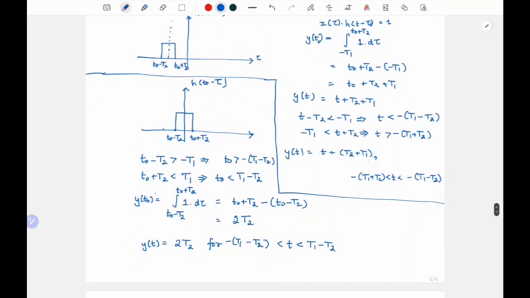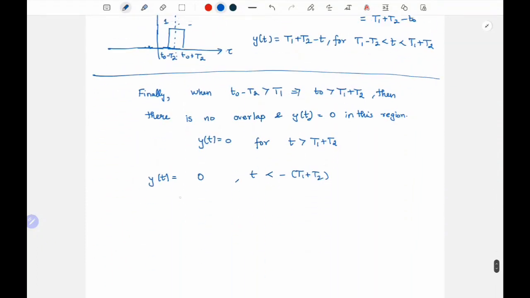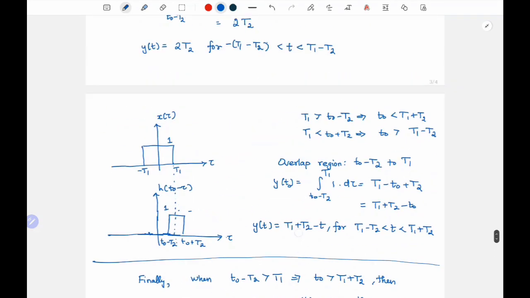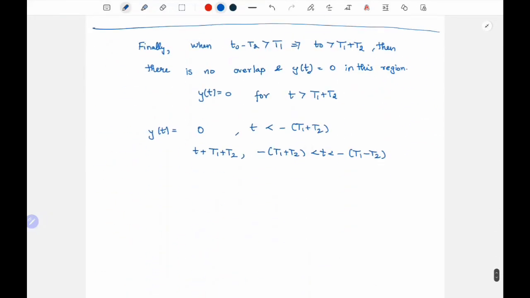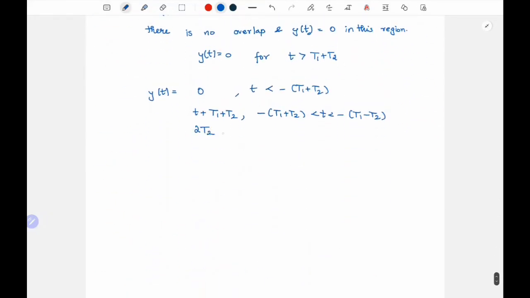Okay, and then what did we have? t plus t1 plus t2 for between these two, that is, minus of t1 plus t2 less than t less than minus of t1 minus t2. And then what did we have here? 2t2 for this region, minus of t1 minus t2 less than t less than t1 minus t2.